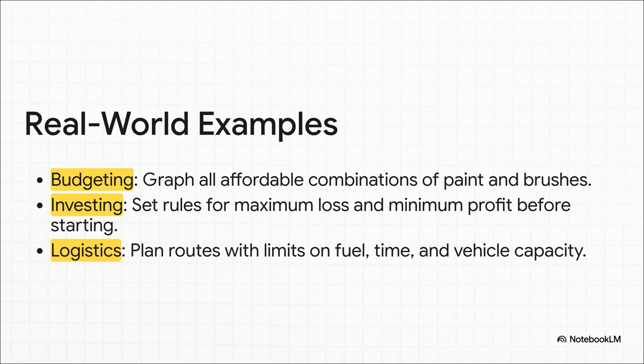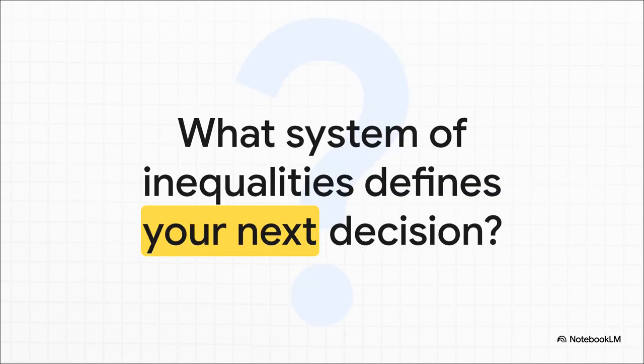The same exact logic applies to investing, or to a logistics company planning delivery routes with limits on time and fuel. This is the math that helps people find the absolute best outcomes when they have to follow a set of rules. And that really brings us to the core idea. The big takeaway is that so many of our choices in life are just about balancing multiple constraints: time, money, resources, you name it. These inequalities, they aren't just lines on a graph. They're a way of thinking, a way to map out your options.